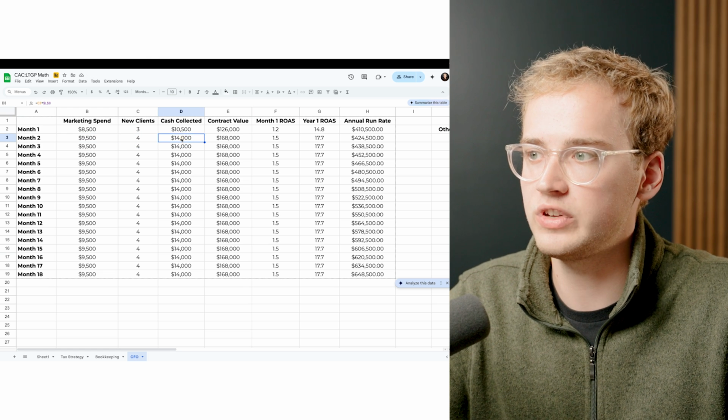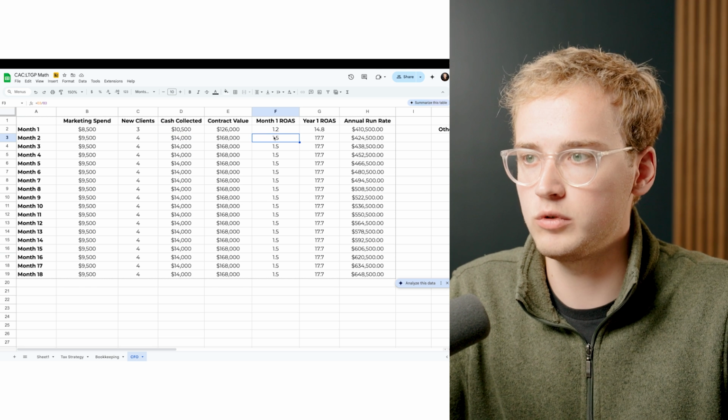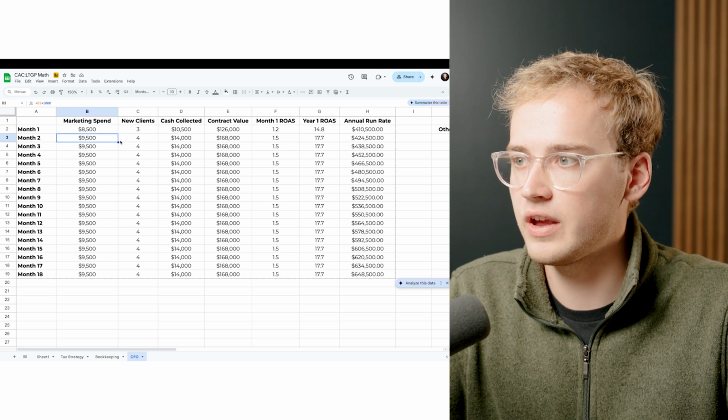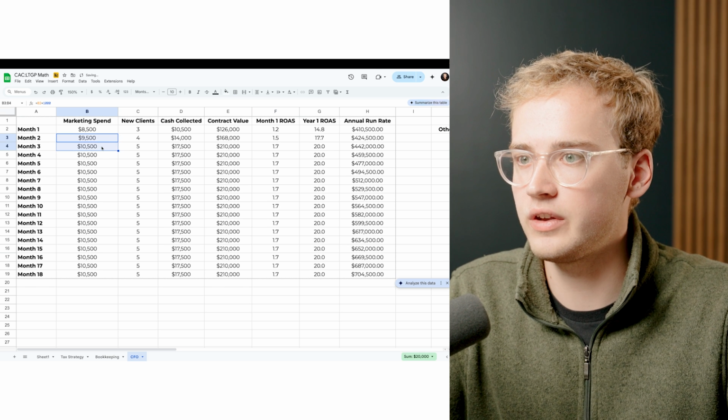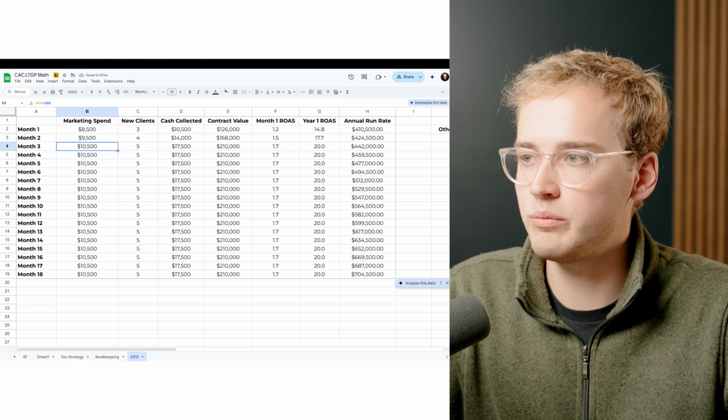So we're going to collect $14,000 in cash collected. And so you can see we're even more profitable. So we're spending $1 to make $1.50 back, more or less. Now, let's say we're going to bump it by another $1,000 the next month. And so we're going to get 5 new clients. And so you can kind of continue bumping this ad spend.